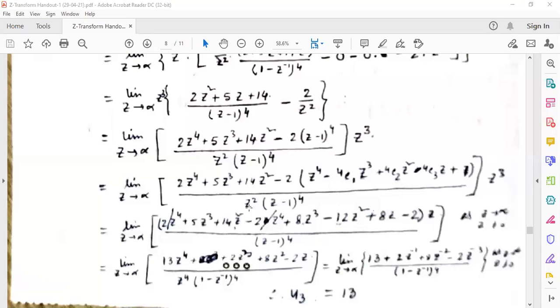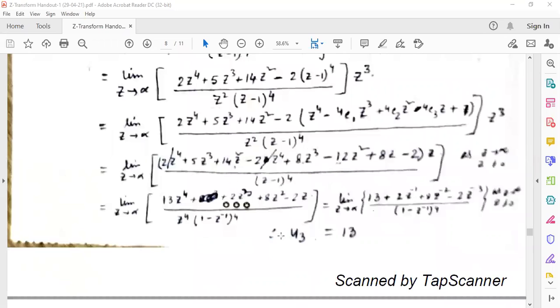Because of that, this z square and z cube is cut, only z is coming here. So from here it is z minus 1 whole to the power cube. So 2z to the power 4 minus 2z to the power 4 is cut. As z tends to infinity, z is not equal to 0, so we can cut the z here. Actually, this z should be out of the bracket. Otherwise, we can put it here also, because of that here total bracket is done. So after calculation, it will be 13z to the power 4 plus 2z cube plus 8z square minus 2z by z to the power 4 into this.